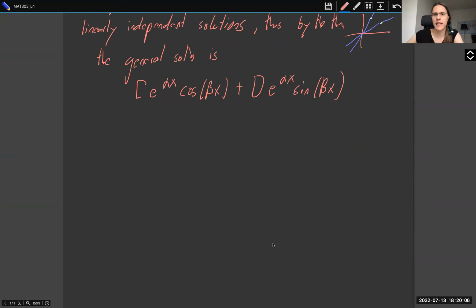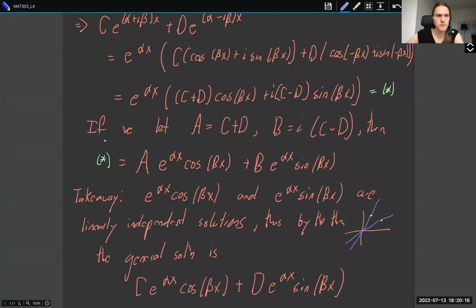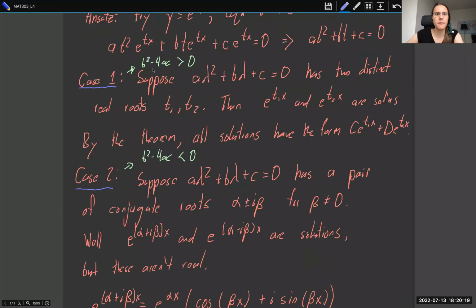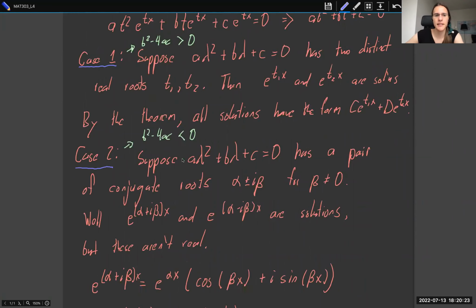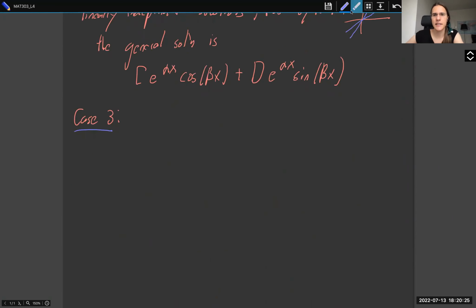Okay, and finally we get to case 3. And so in case 3, it also is dependent on the discriminants, and I guess it's the leftover case. So in this case, it was b squared minus 4ac is strictly greater than 0. In this case, it's b squared minus 4ac is less than 0. And in this case, it's that it's exactly equal to 0.